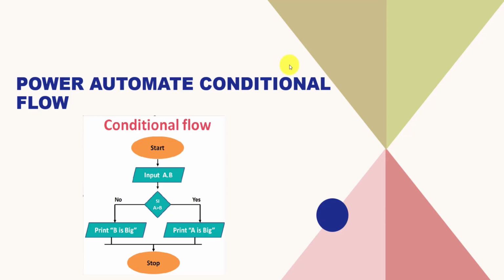So, what is conditional flow? In Power Automate, conditional flow refers to the ability to make decisions in your workflow based on certain conditions or criteria. It also allows us to direct the flow of automation: if the specific criteria are satisfied, then it returns true, or else it returns false.